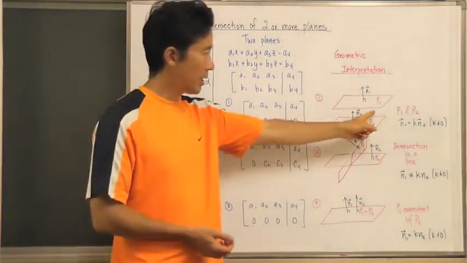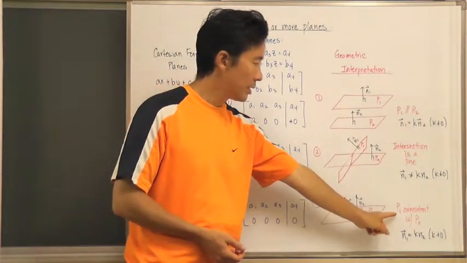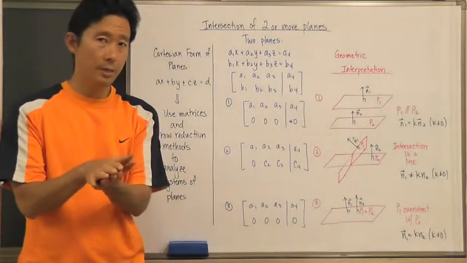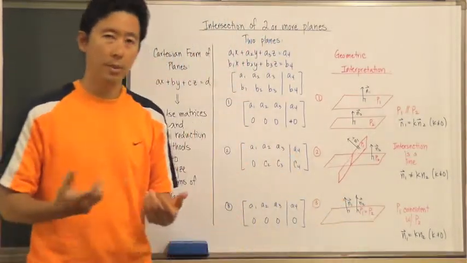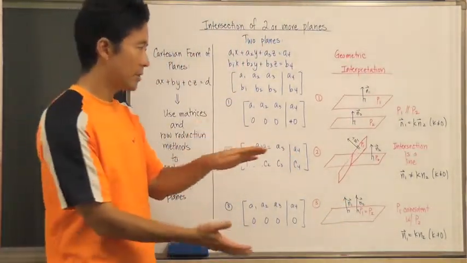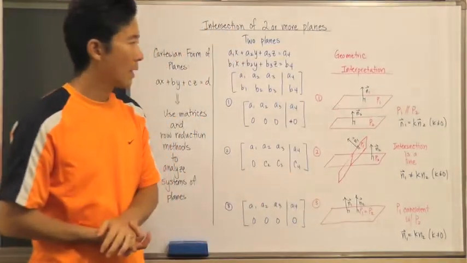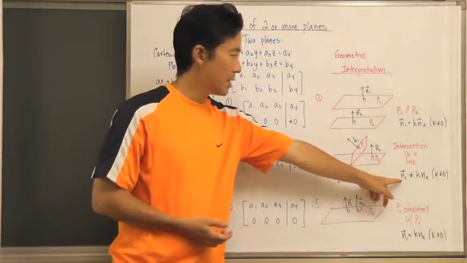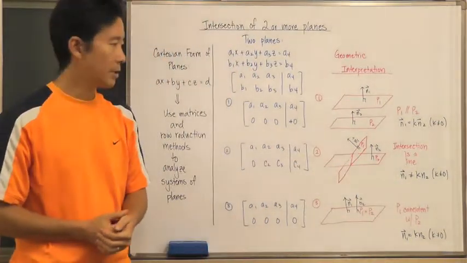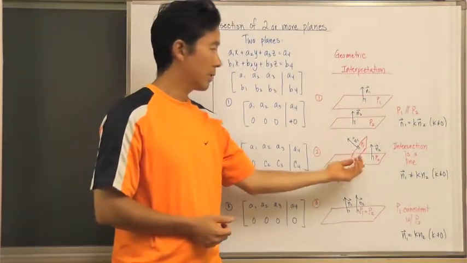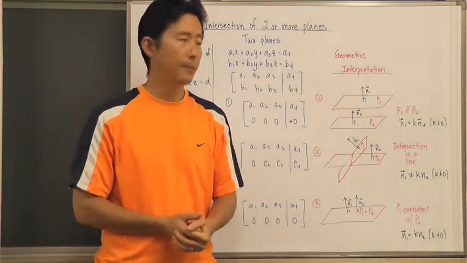Now we need to also be careful with the situation where the two planes are coincident, or right on top of each other, because again the two normals are going to be parallel to each other. So we're going to have to differentiate between those two. And then of course if the two normals of the planes are not parallel to each other, then we know that the two planes will intersect and create a line.